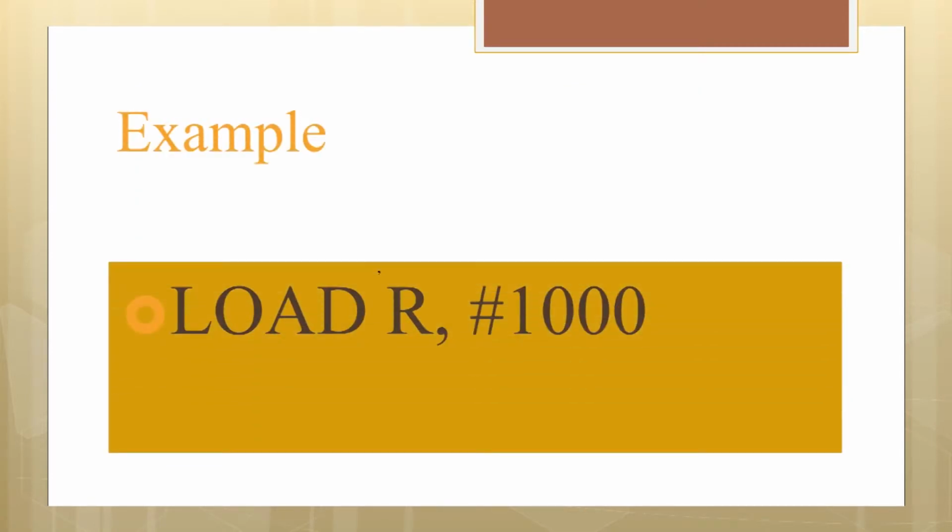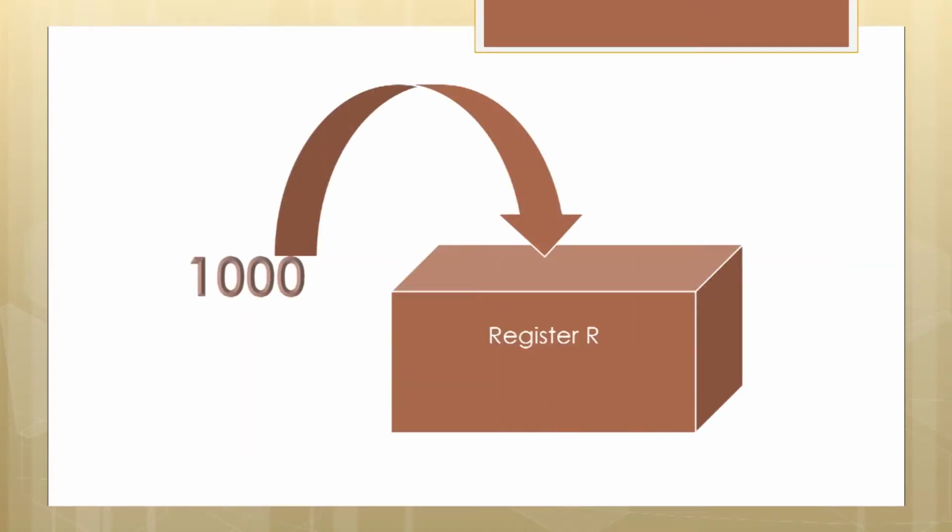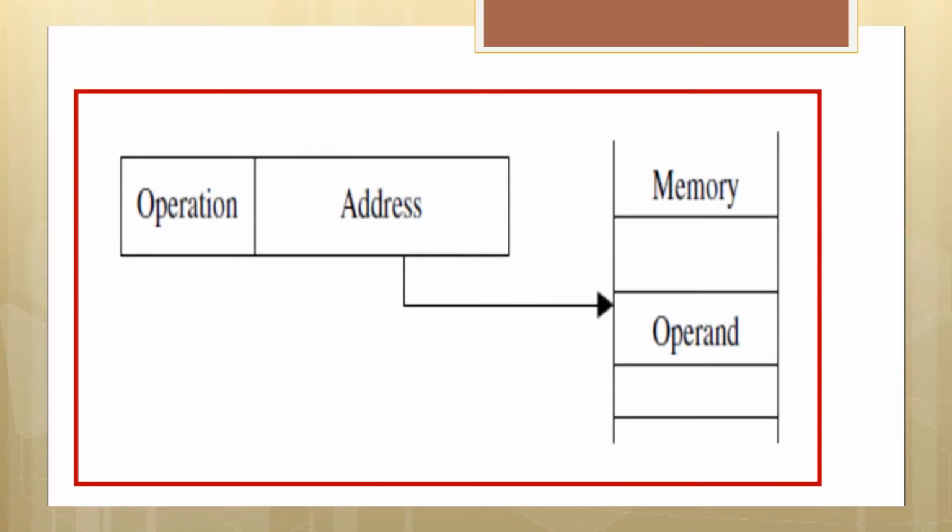Example, load R, #1000 loads the value 1000 directly into register R. The source operand is given as 1000 and not the address, and the destination is the register R. Any change in the value of an operand requires a change in every instruction that uses the immediate value of the operand.